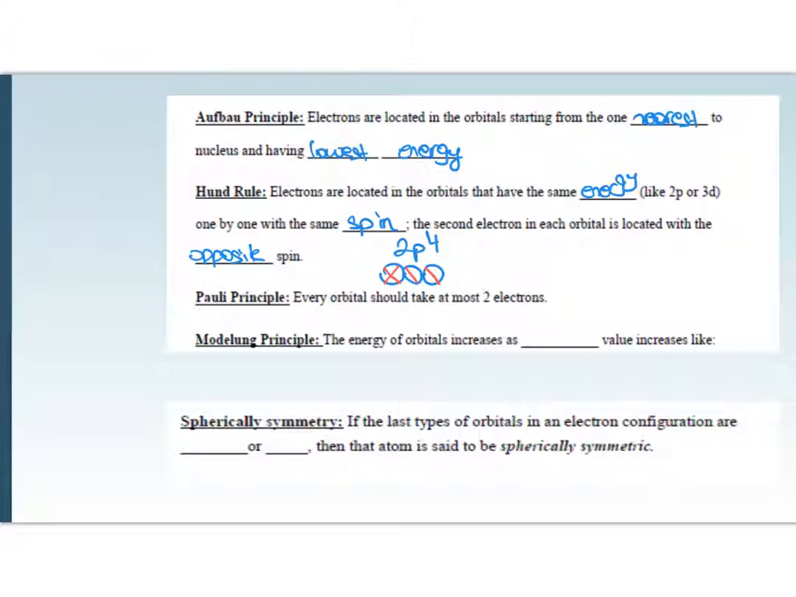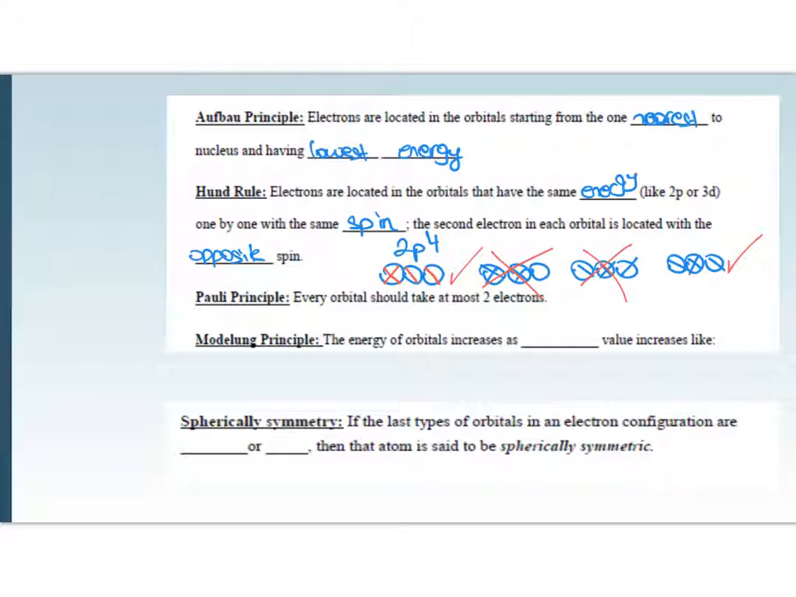Now, what is wrong with that? If you just put it like this, this is not a true electron configuration. If you put it like this, again, this is not a true electron configuration. But if you put it like this, okay, this is correct. You don't have a problem with this one.